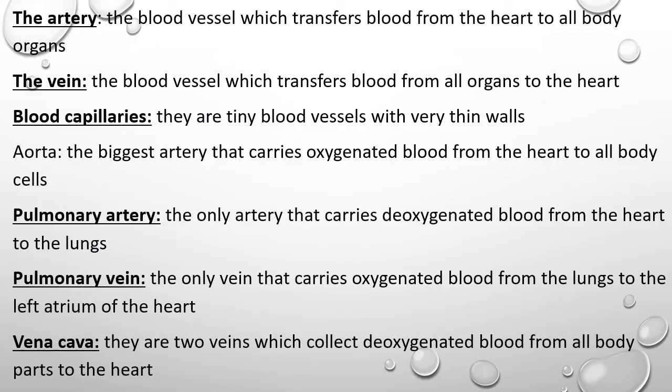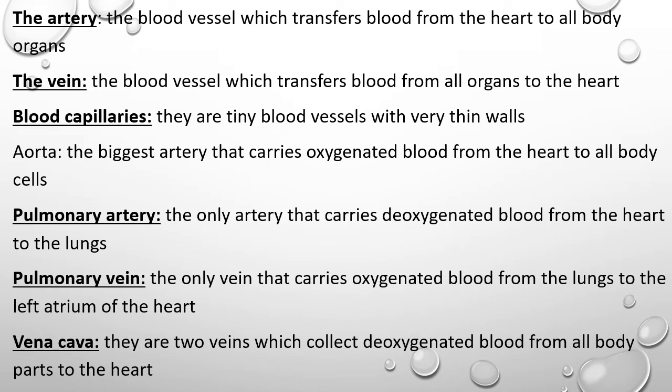So, what's the meaning of artery? Artery: blood vessels that transfer blood from the heart to all body organs. Vein: blood vessels that transfer blood from all organs to the heart. Blood capillaries: tiny blood vessels with very thin walls.